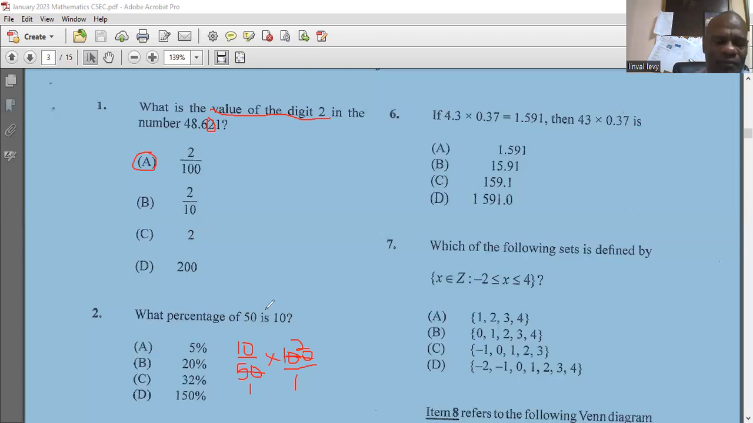Now, if we know the percentage, we know that 10% of 50 would be 5. If you want to work it that way, 10% would be 5. So 10% of 50 is 5, so 20% of 50 would be 10. That's what I'm saying. All right, so our answer would be B. Good.